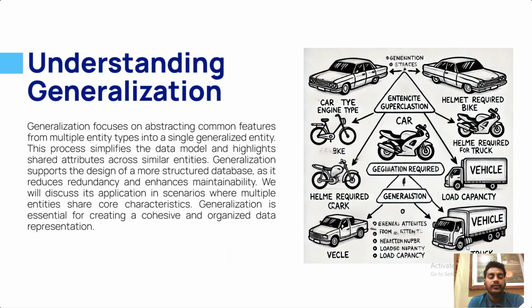So why do we use generalization? Generalization avoids data duplication. Instead of repeating common attributes across multiple entities, they are stored in a common superclass. Next, it gives a simplified schema. The database schema becomes more structured and easier to manage. Third one is efficient storage. It reduces memory usage by avoiding unnecessary attribute repetition.